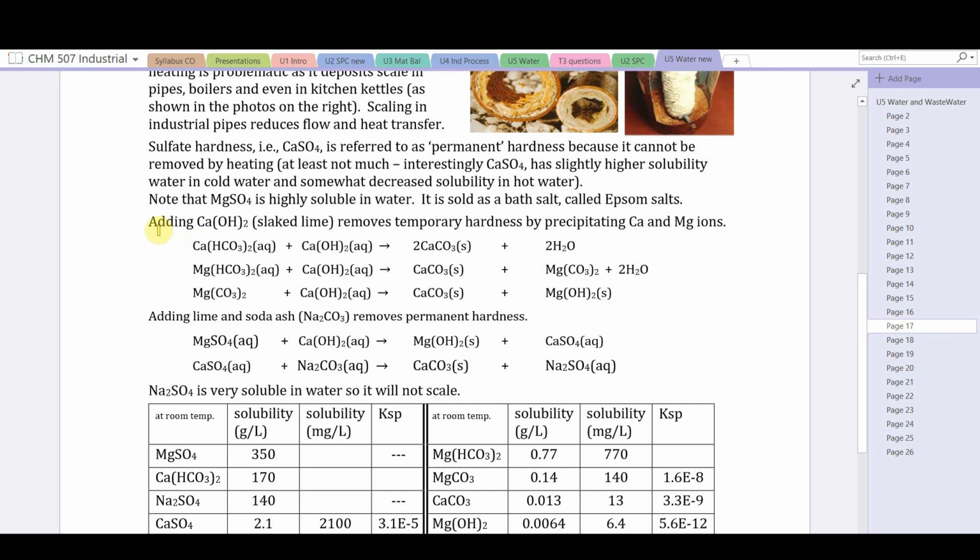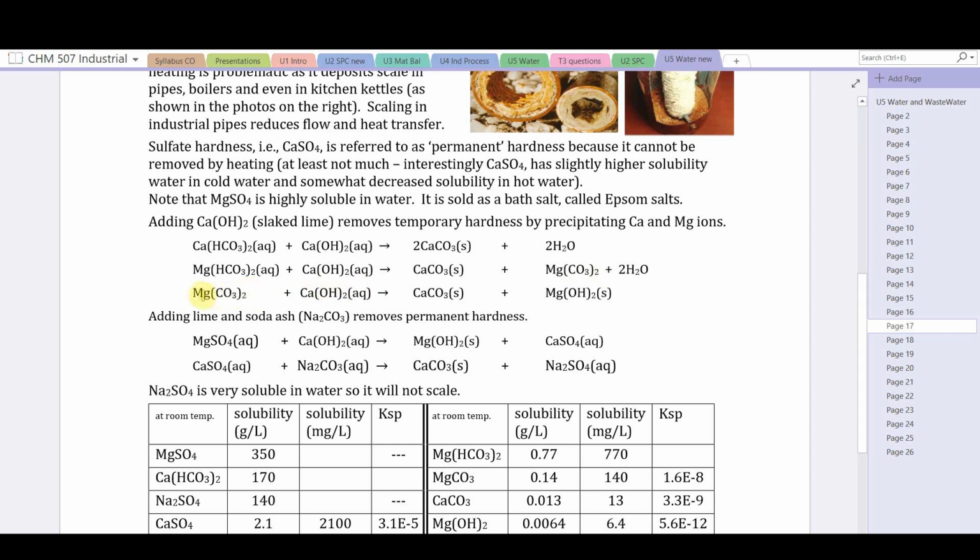Take a look at these equations for the action of lime, calcium hydroxide, on temporary hardness and on permanent hardness. So calcium bicarbonate is temporary hardness. It can be removed by the addition of lime, calcium hydroxide, producing 2 moles of calcium carbonate and water. Magnesium bicarbonate is also temporary hardness and will be precipitated by the addition of calcium hydroxide, producing 1 mole of calcium carbonate, which is solid or insoluble, and 1 mole of magnesium carbonate, also solid or insoluble.